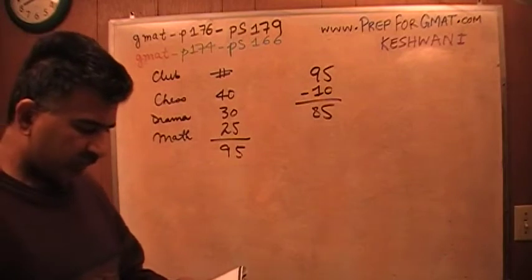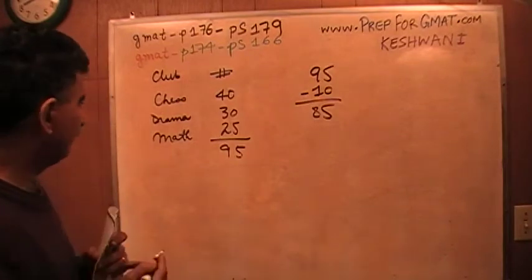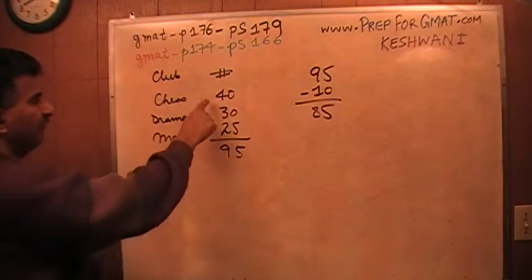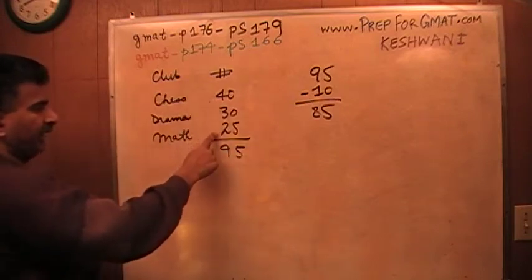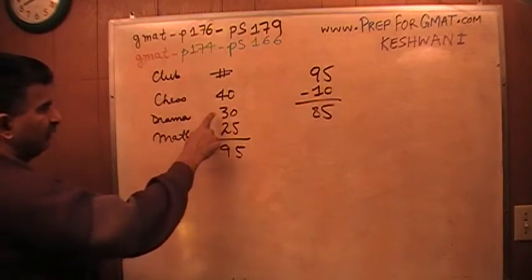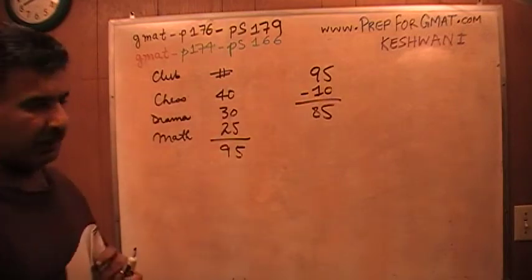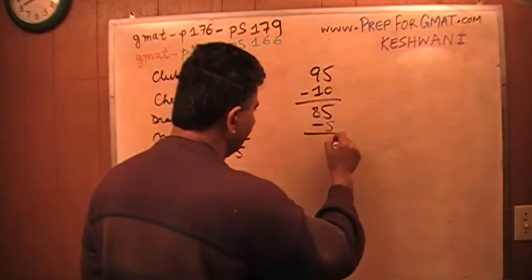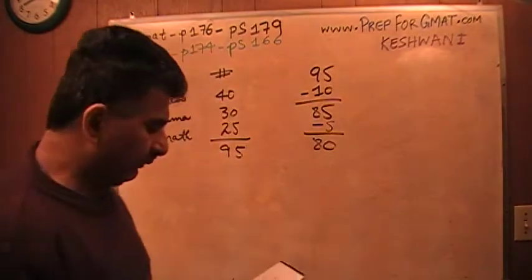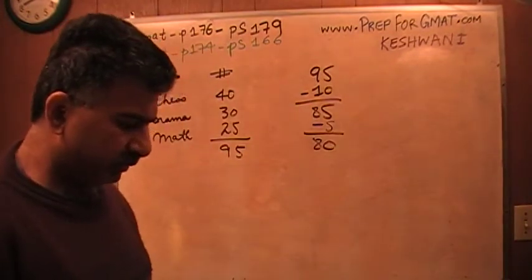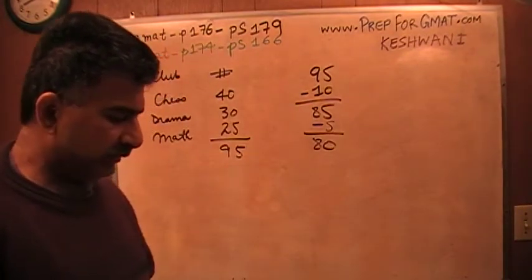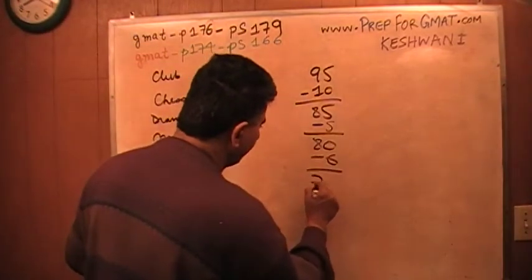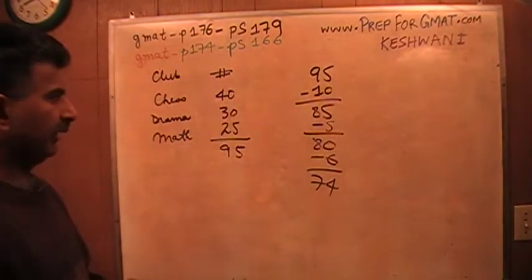Then I'm told that 5 people are both in chess and math. So chess and math, when I look at these 40 people, it includes 5 people who belong to math, and when I look at math, it includes the 5 people who belong to chess. Again, 5 people are being double counted. To avoid the double counting, I'm going to subtract that 5 who belong to both of those clubs. That brings me down to 80, and then I'm told that there are 6 people that belong to both math and drama. And again, to avoid double counting, I have to subtract those 6, and that's how we get the 74 without the Venn diagram.